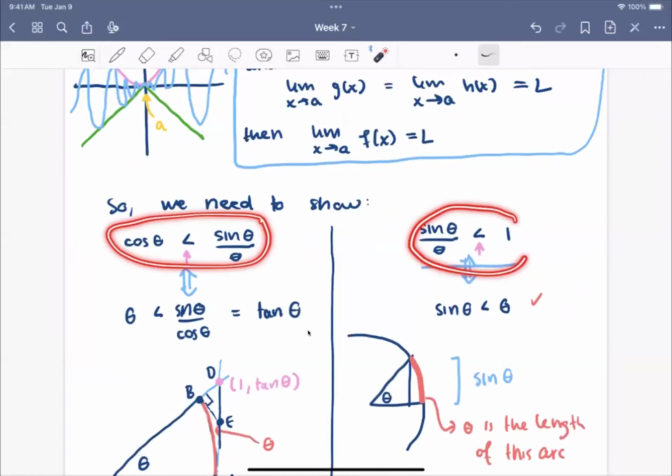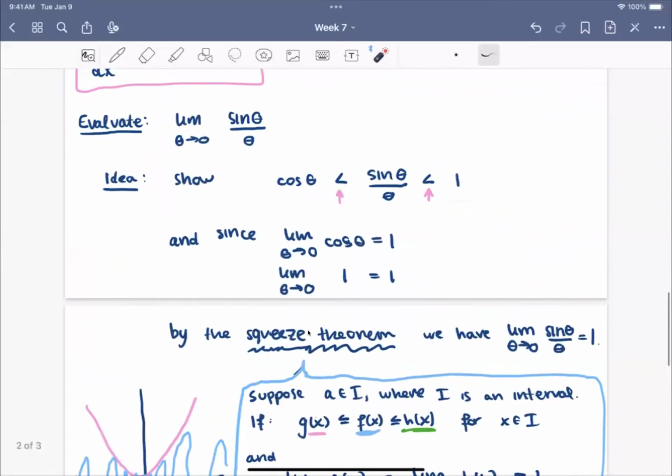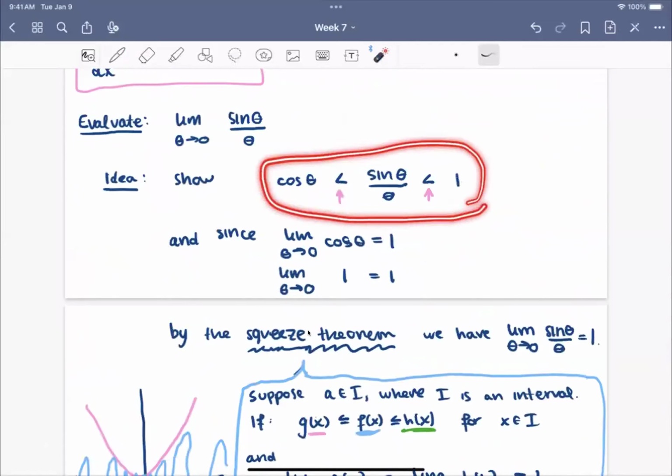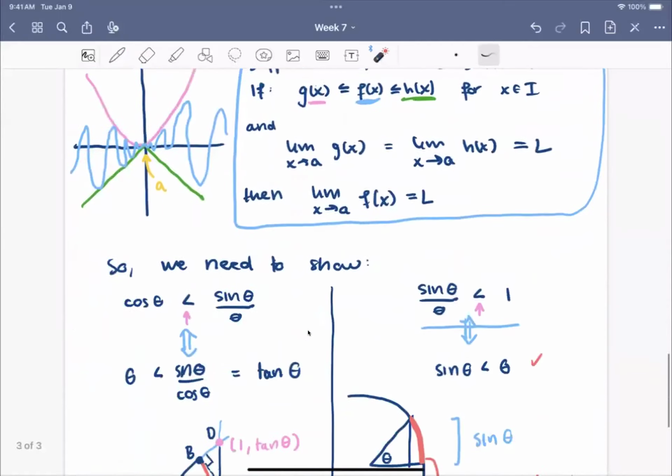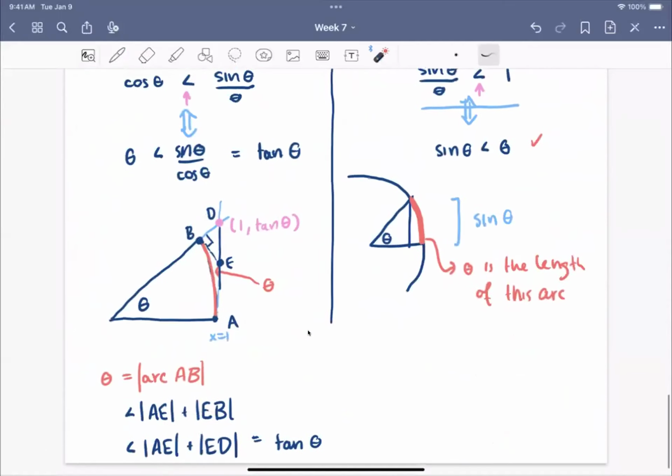We also have this inequality. So this all holds, and then by the squeeze theorem, the limit as theta approaches 0 of this thing has to be equal to 1. Okay, so that was the calculation.